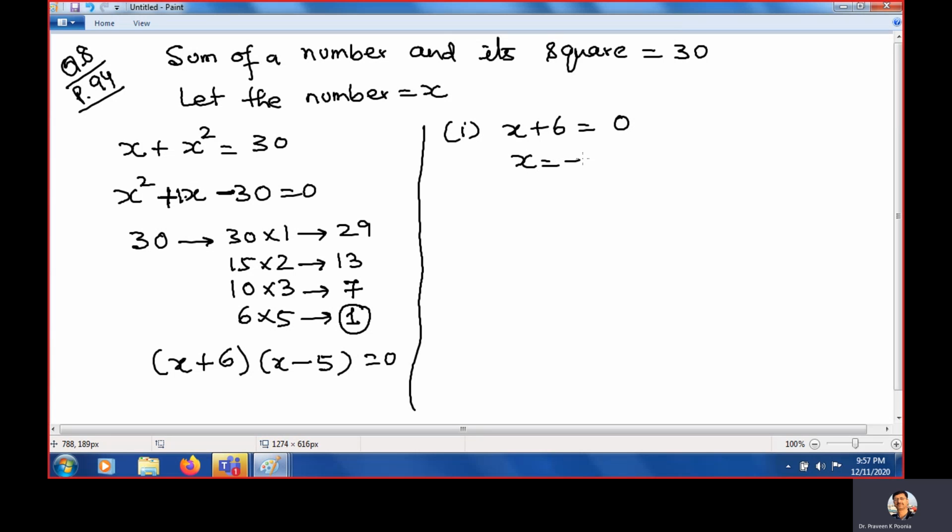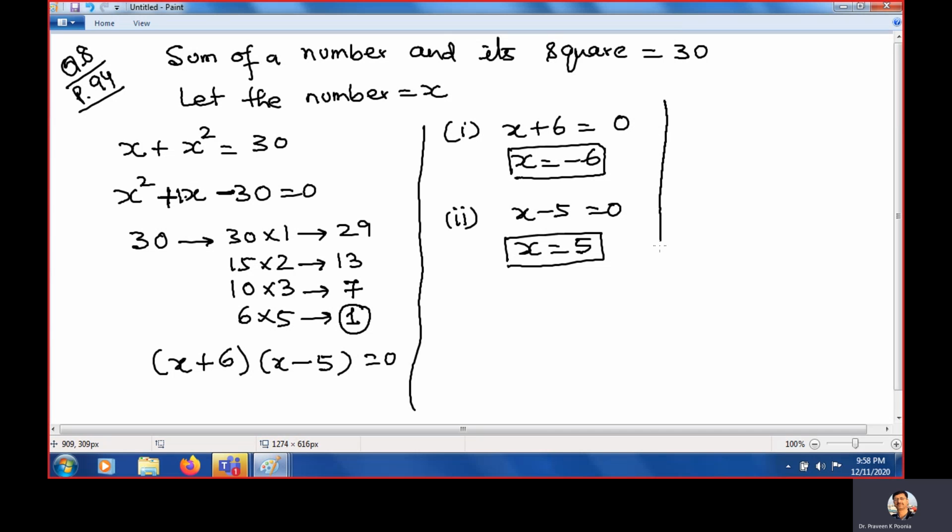So x is equal to minus 6. Okay, this is the first one. Second one, x minus 5 is equal to 0, so x is equal to 5. Now you need to check with the numbers whether both answers are correct or only one number is correct.